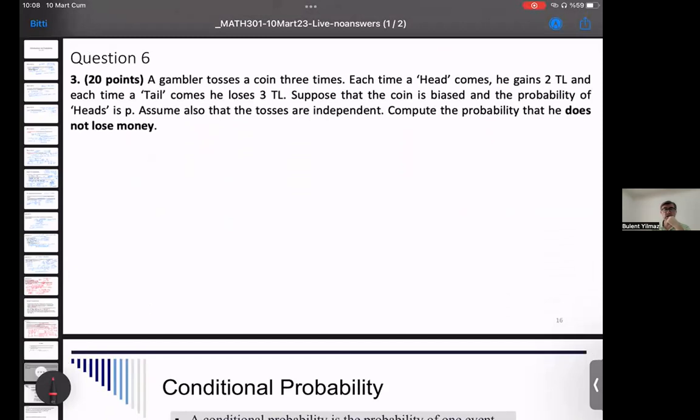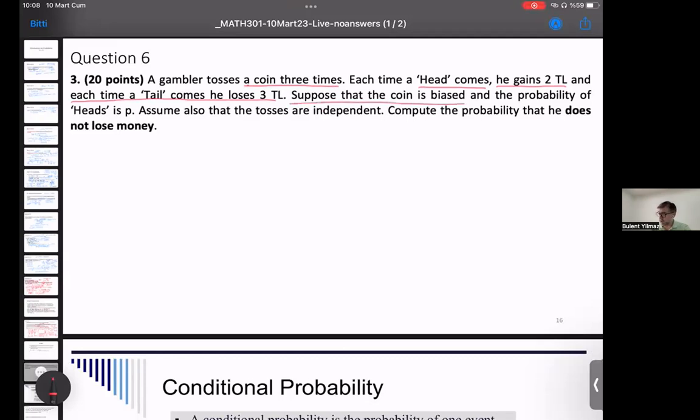Here is the question. Another midterm exam question, arkadaşlar, from previous years. A gambler tosses a coin 3 times. Each time a head comes, he gains 2 TL. And each time a tail comes, he loses 3 TL. Suppose that the coin is biased.